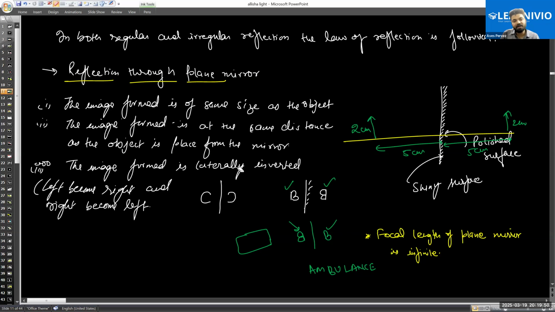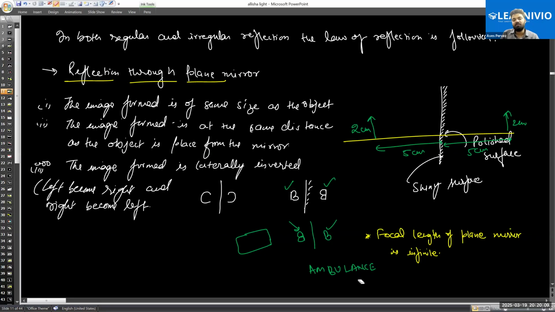Now, what is laterally inverted? Laterally inverted is simple. A laterally inverted image is that image in which the left becomes right and right becomes left. Understood? For example, if you see that a C image is like this, it will be like this. B image is like this. So this is called a laterally inverted image.